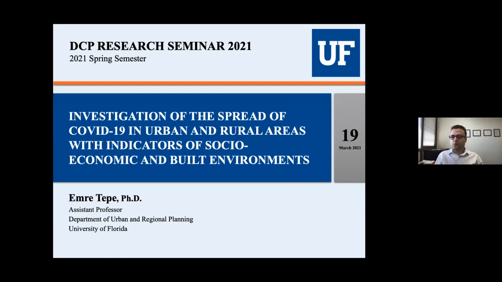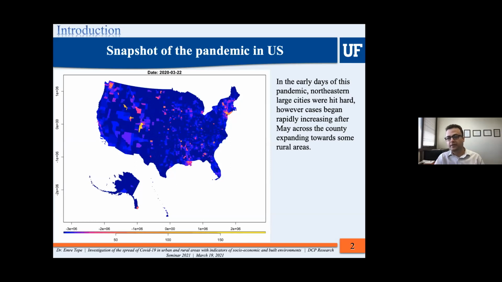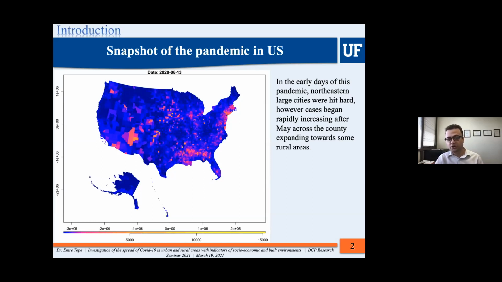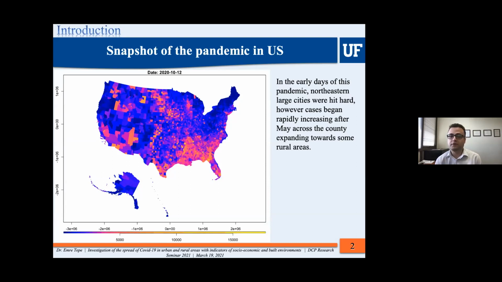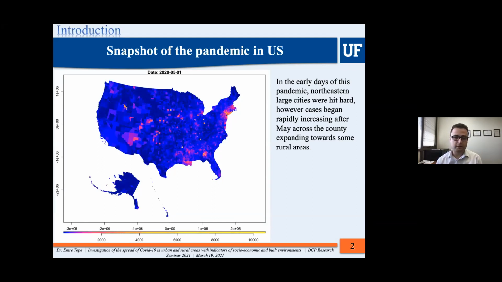So today I would like to present one of my recently completed research on COVID-19, and I would like to begin my presentation with a simulation that summarizes the spread in US. Here we see the number of positive cases per 100,000 population at the county level, starting from January 21st to November 5th. As you can see on this simulation, in the early days of this pandemic, northeastern large cities were hit hard. However, cases began rapidly increasing after May across the country, expanding towards some even rural areas. But the narrative, this pandemic hit hard only large and dense urban areas, stayed the same.